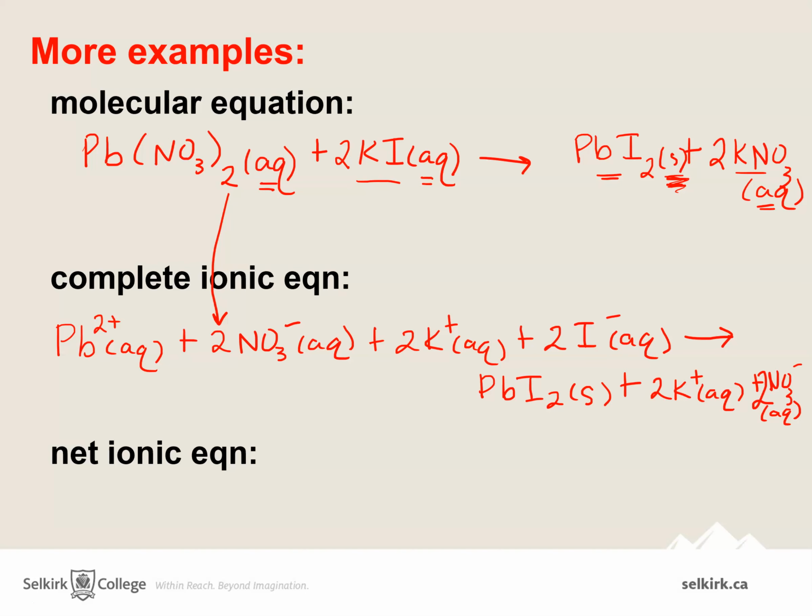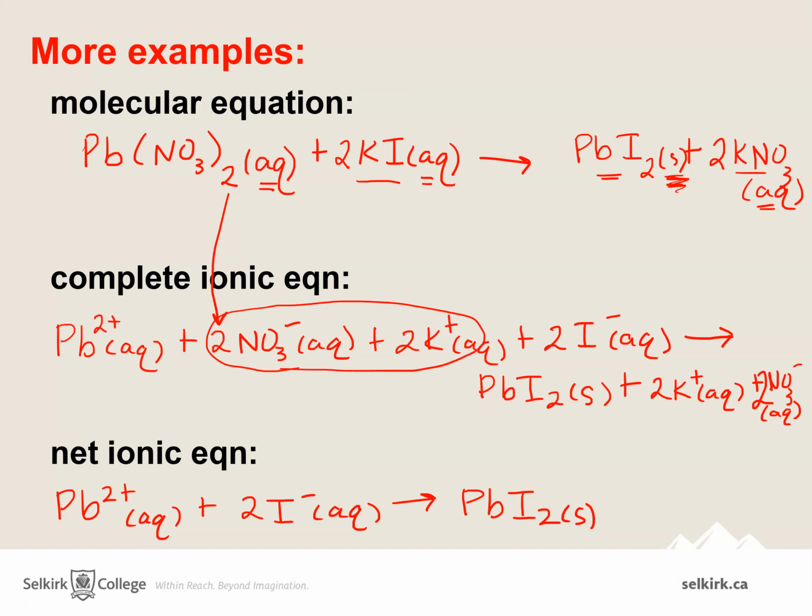All right, potassium and nitrate are the spectator ions. If I leave them out, I get the net ionic equation. The lead ions and the iodide ions come together to make the lead iodide solid. And I don't really make any potassium nitrate. Those ions were swimming around in the flask before the reaction, and they're still swimming around in the flask after the reaction. So far, so good?